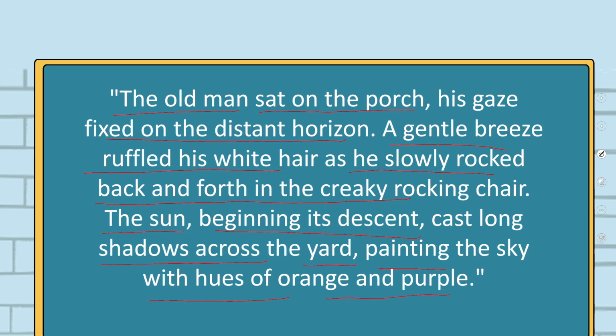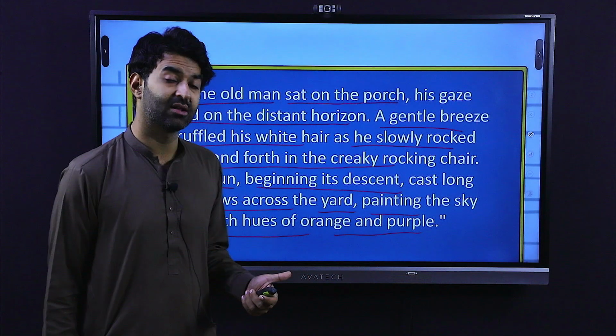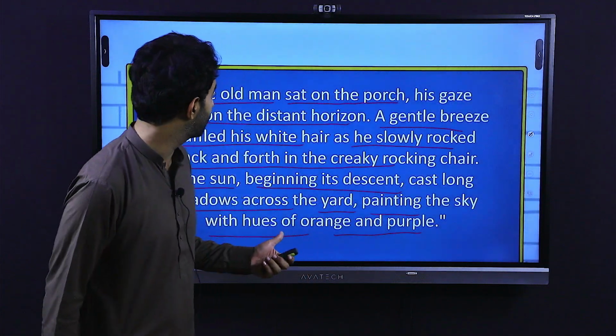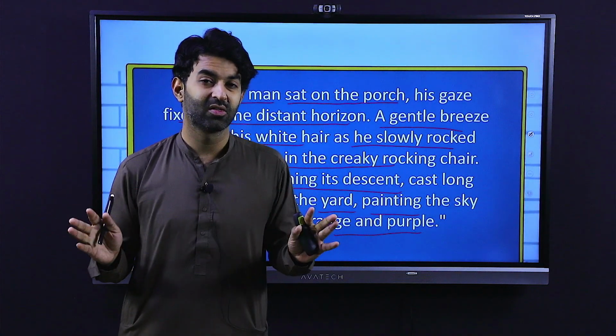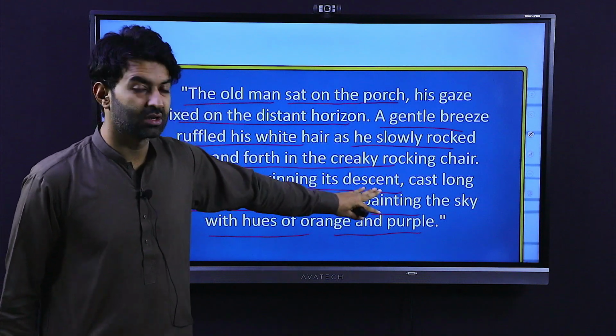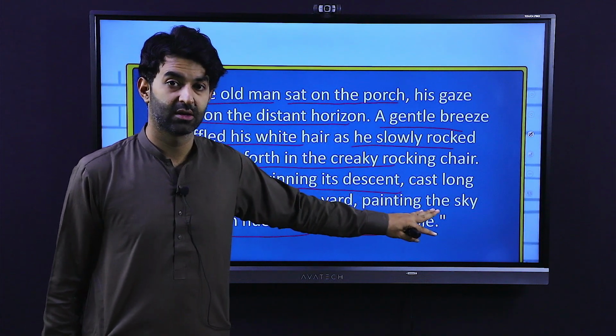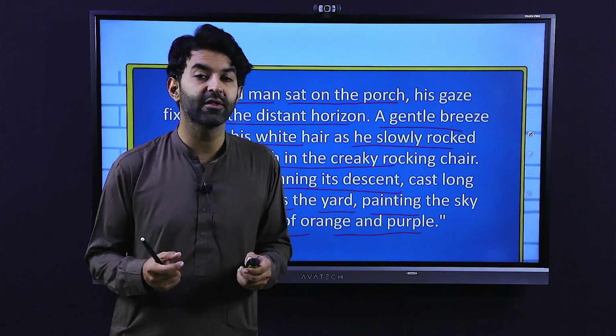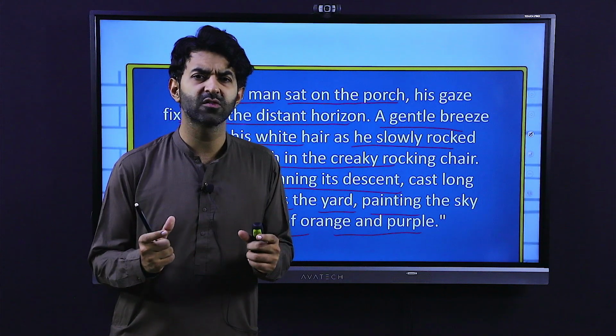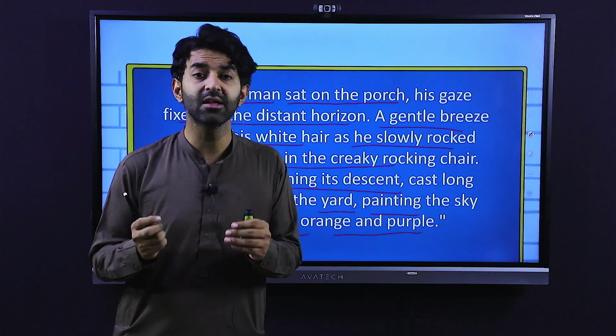Now that we have read this paragraph, it talks about an old man. All the rest of it is description about the whole scene. This passage is very scenic. It holds details and it also has some implicit and hidden meanings.